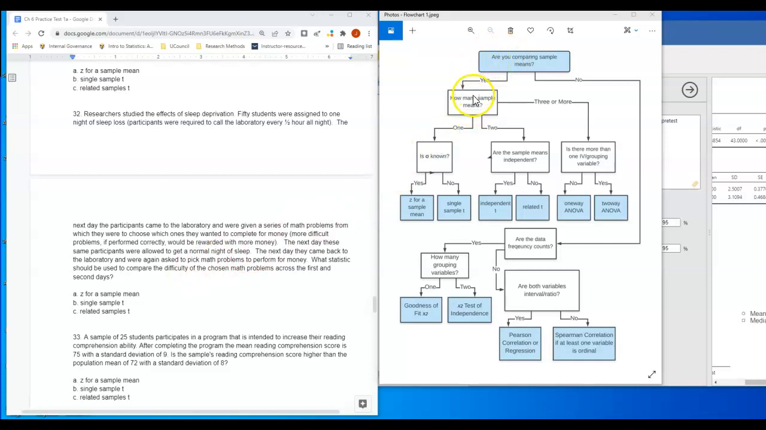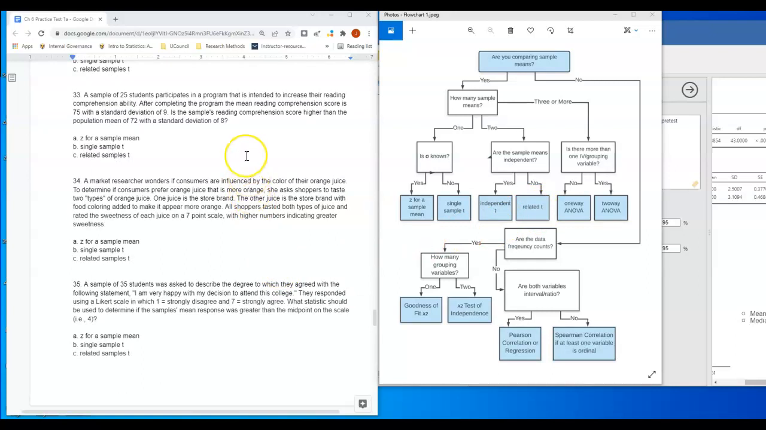Well, the answer is yes. And how many sample means do we have? Now, I realize there are no numbers in this problem, but you can infer from this design that they're measuring people before and after, or another way of saying it, when they had a night of sleep loss and a night without sleep loss. Right? So we have people in two different conditions, with and without sleep loss. So we have two means, and are the means independent of each other? Are these groups independent? And they're not. It's the same people measured twice. So that would be a related t.